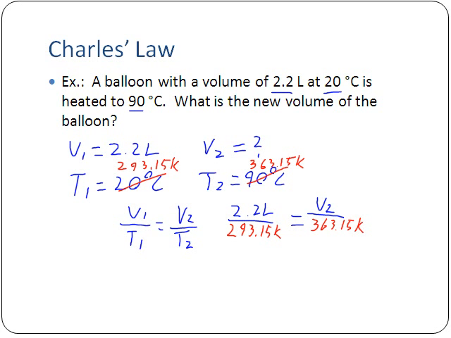So our final answer for V2 is going to be 2.7. Units are going to be the same as what we had over here, and in this case, that's going to be liters. So 2.7 liters is our final answer. And so that went from 2.2 liters to 2.7 liters by heating it up.